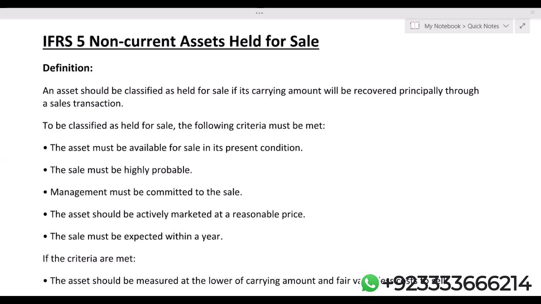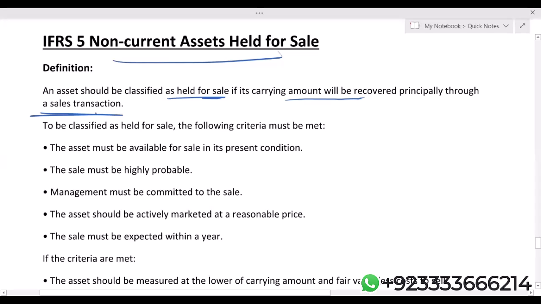Okay, great. IFRS 5, the first part of IFRS 5 we are discussing right now, that is non-current asset held for sale. We know that the entire IFRS 5 says non-current asset held for sale and discontinued operation. Under IFRS 5, an asset should be classified as held for sale if its carrying amount will be recovered principally through a sale transaction. Means you will not be using it and getting the economic benefit. You will be getting the economic benefit by selling the asset. Then you will be thinking of IFRS 5.